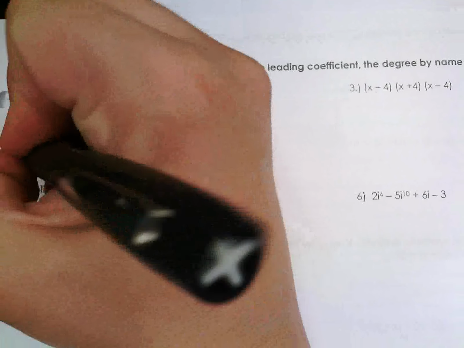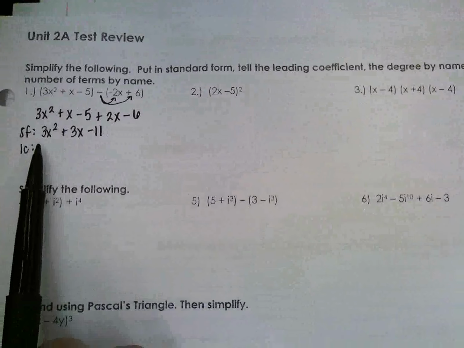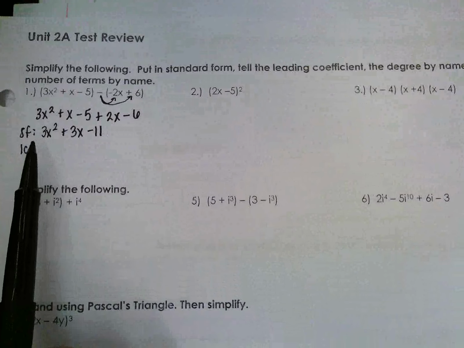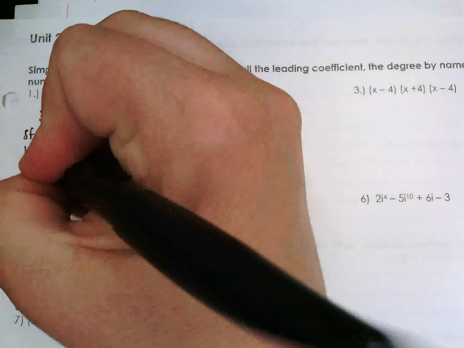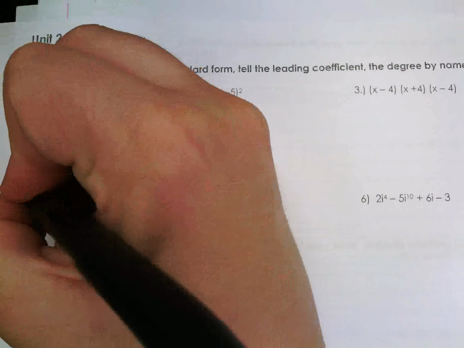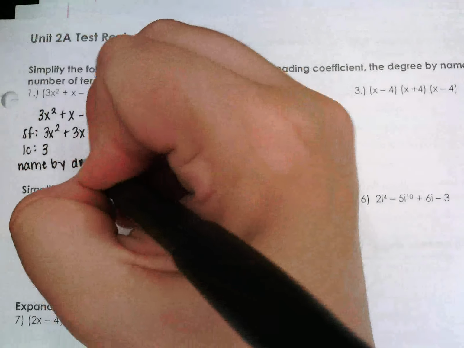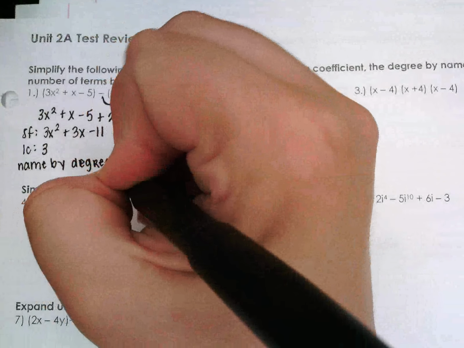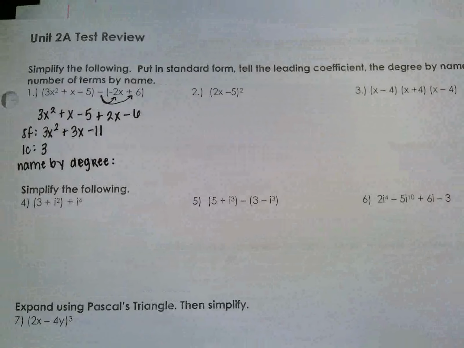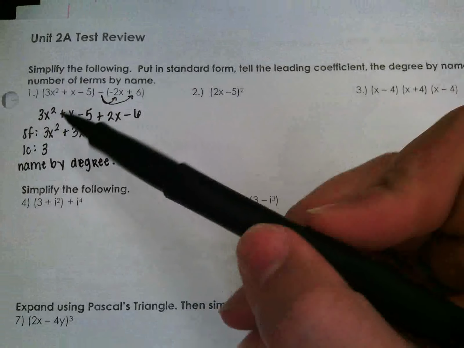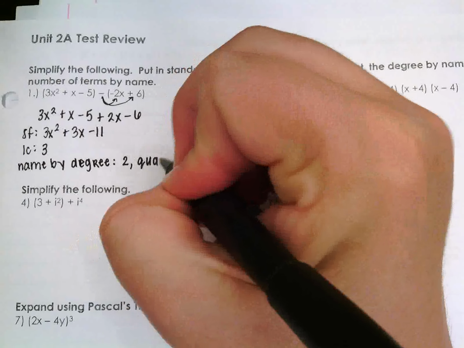Now that it's in standard form, we want to go ahead and put down the leading coefficient. The leading coefficient is always the number in front of the highest exponent, not the variable, just the number. So in this case, just 3. And then we need the name by degree. And so that's going to be looking at the highest exponent. And if it's a 1, it's a linear term. If it's a 2, it's a quadratic. If it's 3, it's cubic, that sort of thing. So because our highest exponent is a 2, our degree is 2, and therefore this is a quadratic.